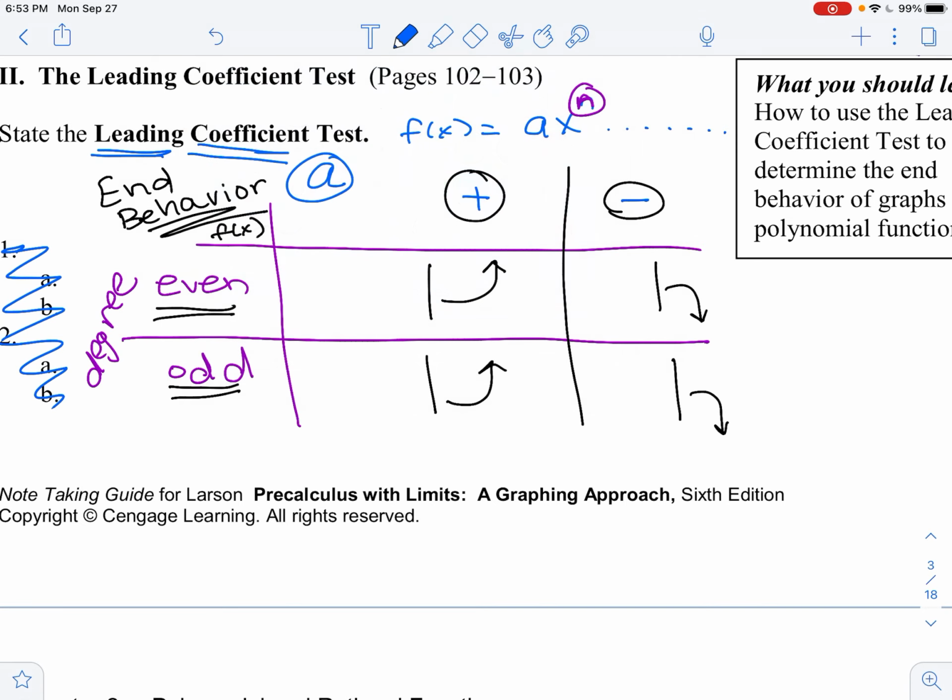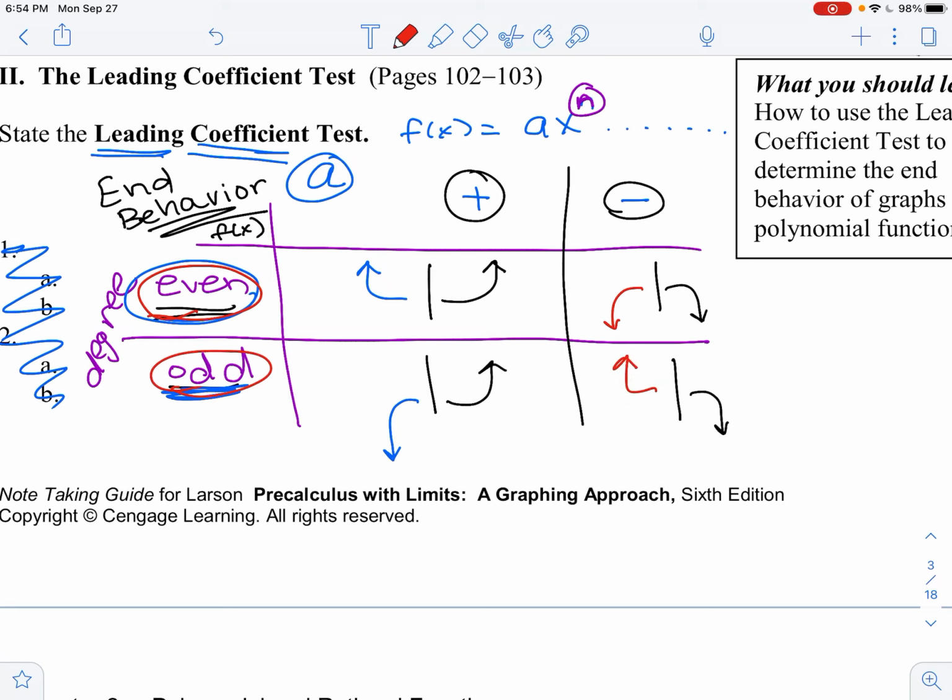Now, here's where the other part works, whether it's even or odd. If they're even, both sides of your graph match up. So the beginning and the end will be going upwards. Whereas if they're odd, they're going to be mismatched. So the beginning of our graph to the left will be going down, where the right side is going up and to the right. Again, if they're even, they match up. So if it's negative, both left and right sides are going downwards, whereas if they're odd, they're going opposites of each other.